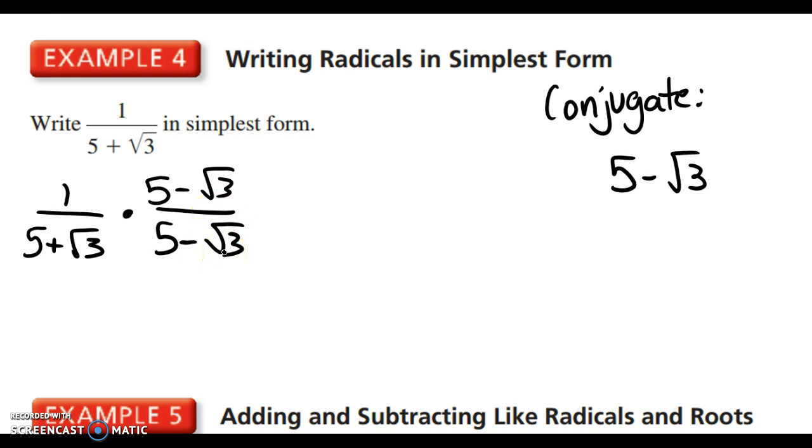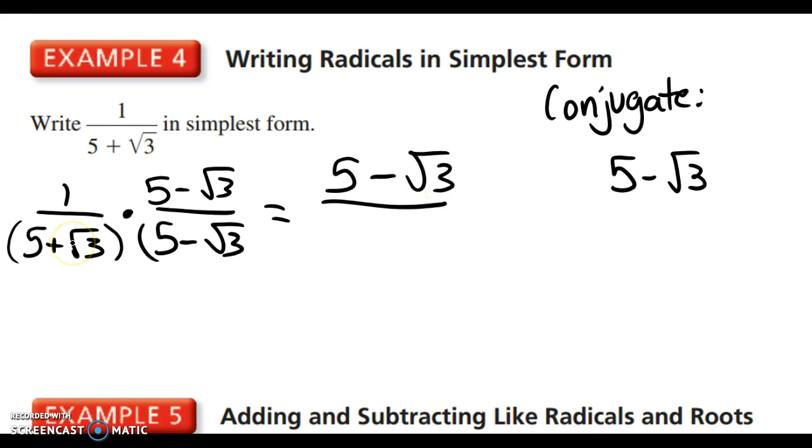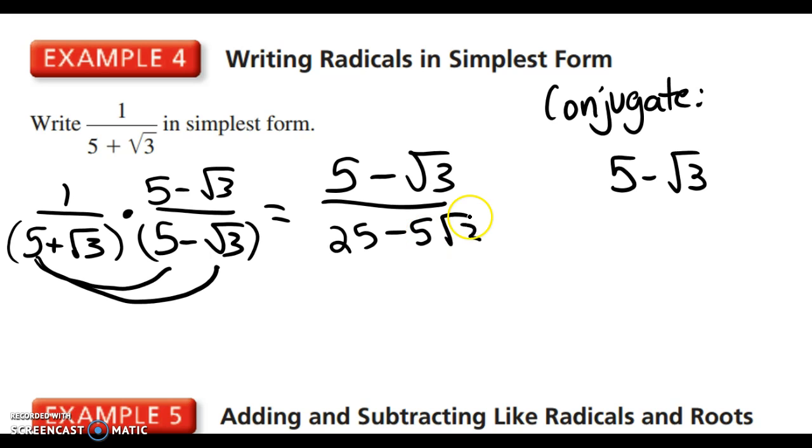So now let's do this. 1 times 5 minus radical 3 is just itself. 1 times anything is itself. In the denominator, we're multiplying these two together, so we're going to have to FOIL. 5 times 5 is 25. 5 times negative radical 3 is negative 5 radical 3. Radical 3 times 5 is positive 5 radical 3.